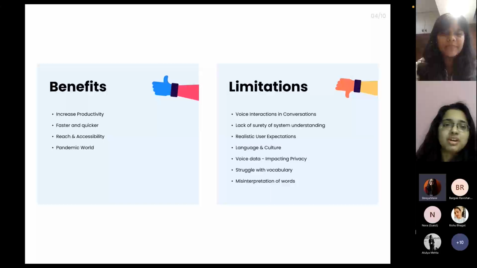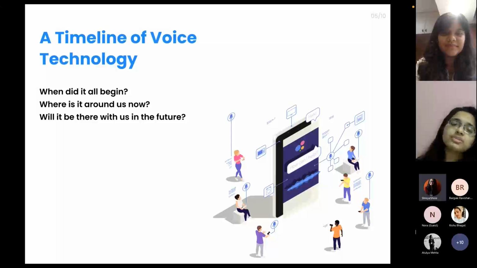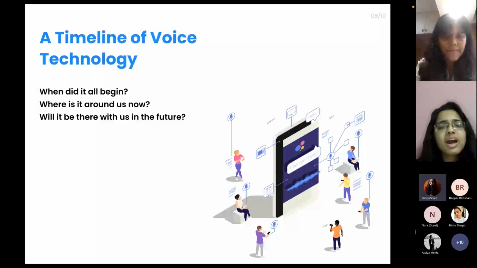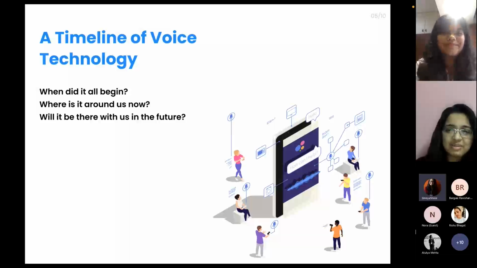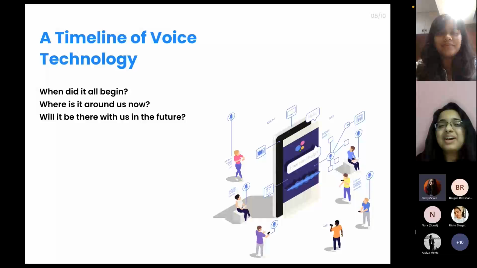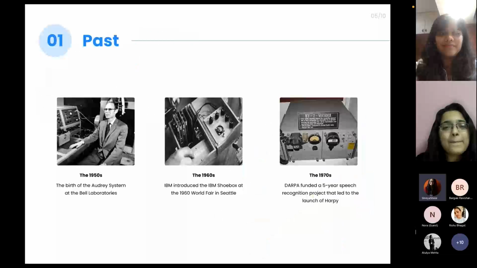I think all of us know quite a lot about voice interface right now. So now that we've seen what voice interactions are and how they work, let's look into a quick timeline of where this even started, where are we right now, and what is it that can be done in the future. I think there's something interesting that we can do about the future. We will look into that.